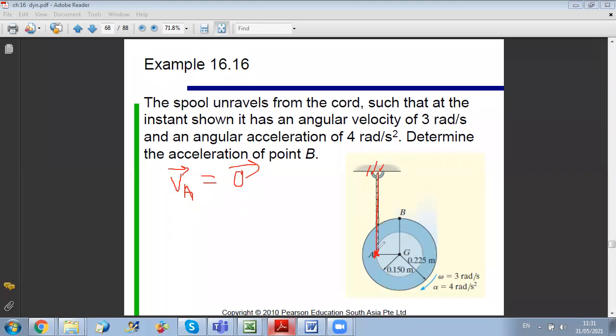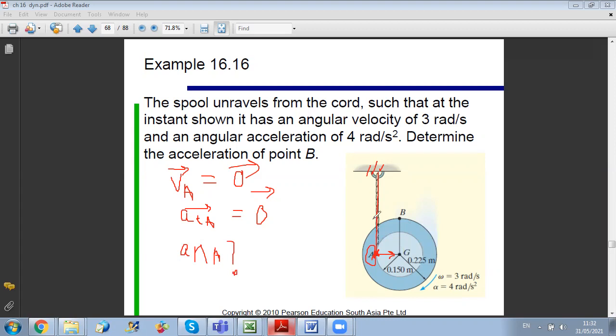The point of the cord has 0 acceleration. However, as a point of the wheel, A has a normal acceleration. So we cannot say that AA is 0. We can say that the tangential acceleration of A is 0, but not the normal one. Since we don't know the value of the normal acceleration, we don't know the acceleration of A. So A normal at A, we don't know it.